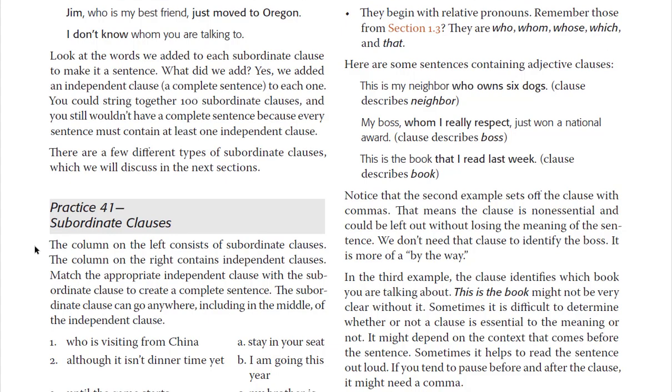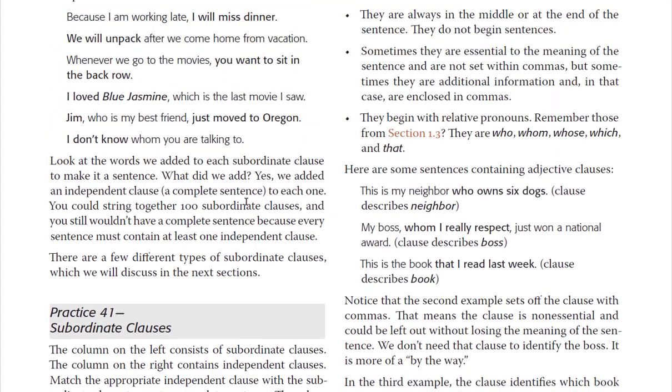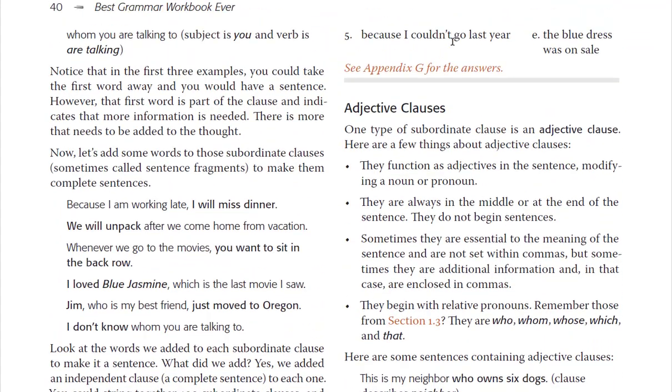So there are different kinds of dependent clauses. Who is visiting from China? Although it isn't dinner yet. Until the game starts. Which I bought yesterday. All of these are dependent clauses, and you need to match them up with some kind of independent clause in order for it to become a complete sentence. And so the first kind of dependent clause is an adjective clause.